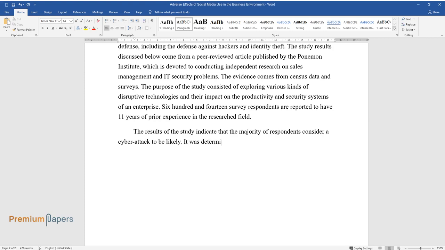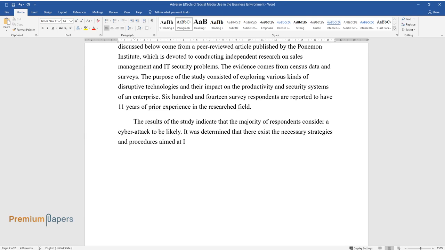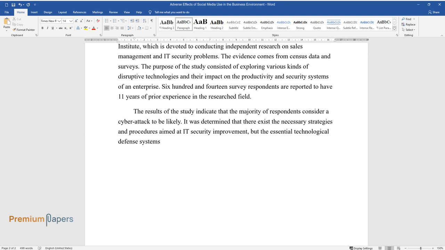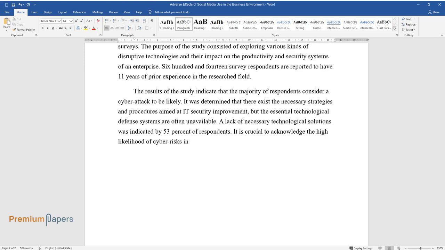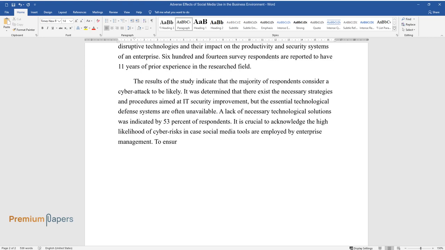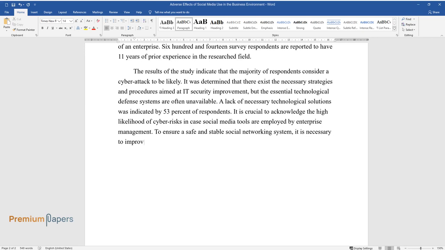It was determined that there exist the necessary strategies and procedures aimed at IT security improvement, but the essential technological defense systems are often unavailable. A lack of necessary technological solutions was indicated by 53% of respondents. It is crucial to acknowledge the high likelihood of cyber risks in case social media tools are employed by enterprise management. To ensure a safe and stable social networking system, it is necessary to improve the computer network security structures.